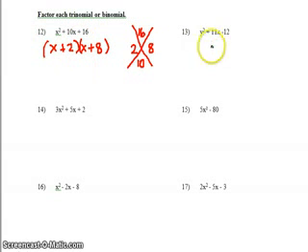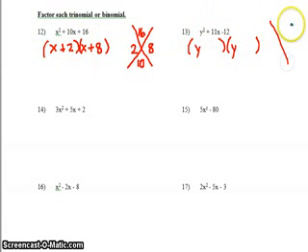Let's look at number 13. Okay, again, we've got a single letter in front. So let's just put y right here, and y right here, and then our X box. Two numbers have to multiply to give us negative 12, and add to give us positive 11. So if they have to multiply to be negative 12, one's going to have to be negative, one's going to have to be positive.